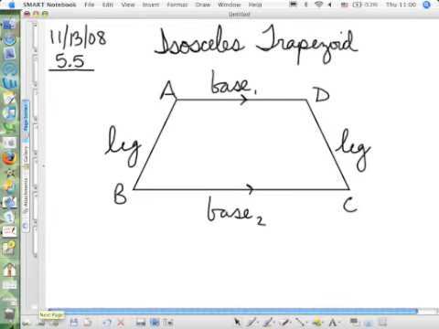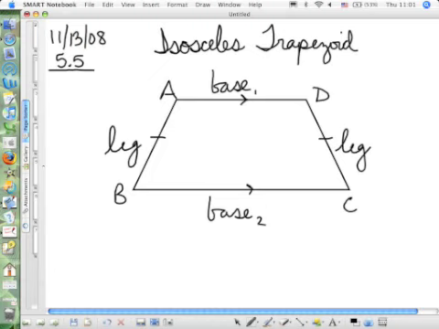An isosceles trapezoid is a trapezoid in which the legs are congruent to each other. Just like an isosceles triangle had 2 equal sides, an isosceles trapezoid has 2 equal sides. Is there a symbol for trapezoid? Yes, it's a little picture of a trapezoid. An isosceles trapezoid has equal legs.